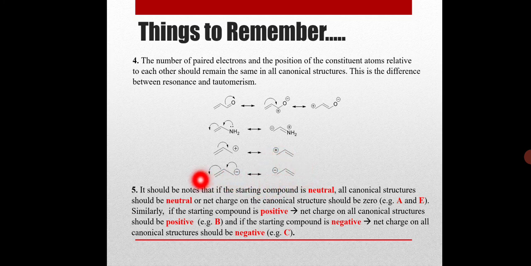So, while drawing the resonance structure, you should always remember that if we start with a neutral compound, all canonical structures should be neutral. If you start with a positively charged compound, all canonical structures should be positive. If you start with a negatively charged species, all the canonical structures should have a negative charge.